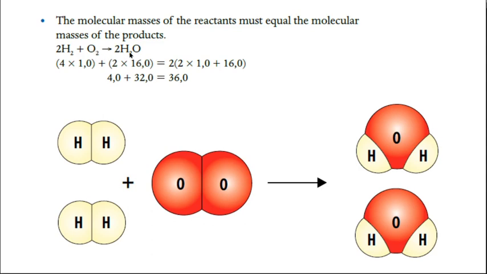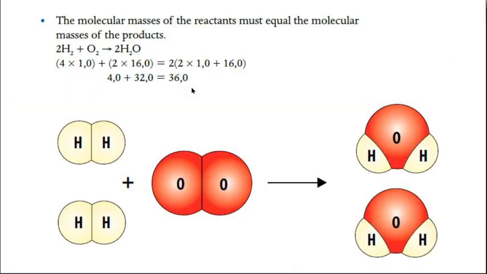4 times 1. Plus my oxygen is O2. A single oxygen atom weighs 16, so 2 oxygen atoms is 2 times 16. And then we have water. So water is 2 times the mass of hydrogen, which is 1, plus 16. So inside the brackets here you'll have 18, and 2 times 18 is 36. This is 4, this is 32, so 4 plus 32 equals 36. The law of constant mass has been proved.